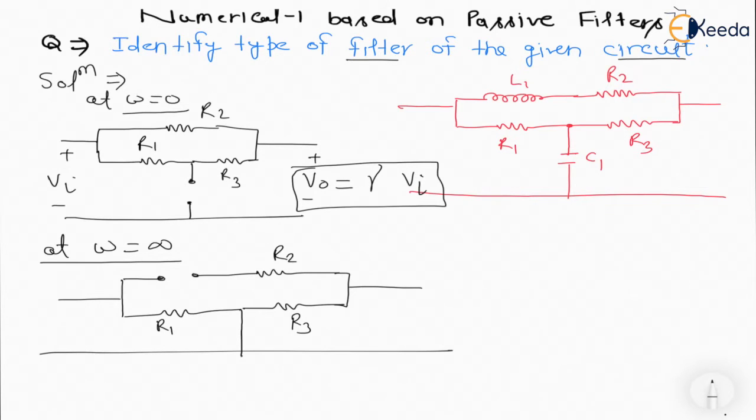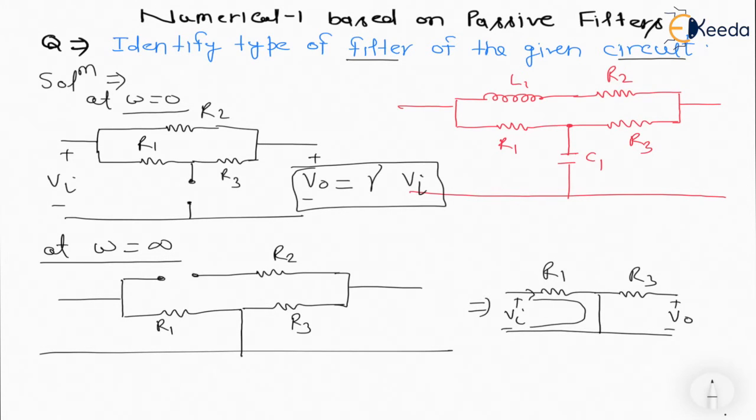So if we see, there will be no current in R2, so we can redraw the circuit. This will be R1 and this is capacitor branch and this is R3. So this is plus minus Vi and this is plus minus V naught. From here we can see that all the current will flow through this short circuit and there will be no current in R3. If there is no current in R3, then V naught will be equal to the voltage across the short circuit, that is V naught will be equal to 0.